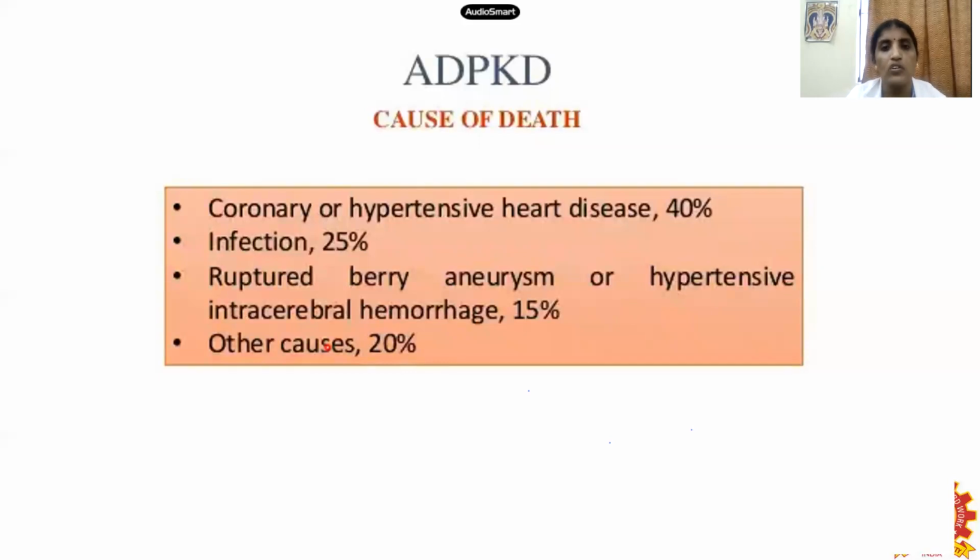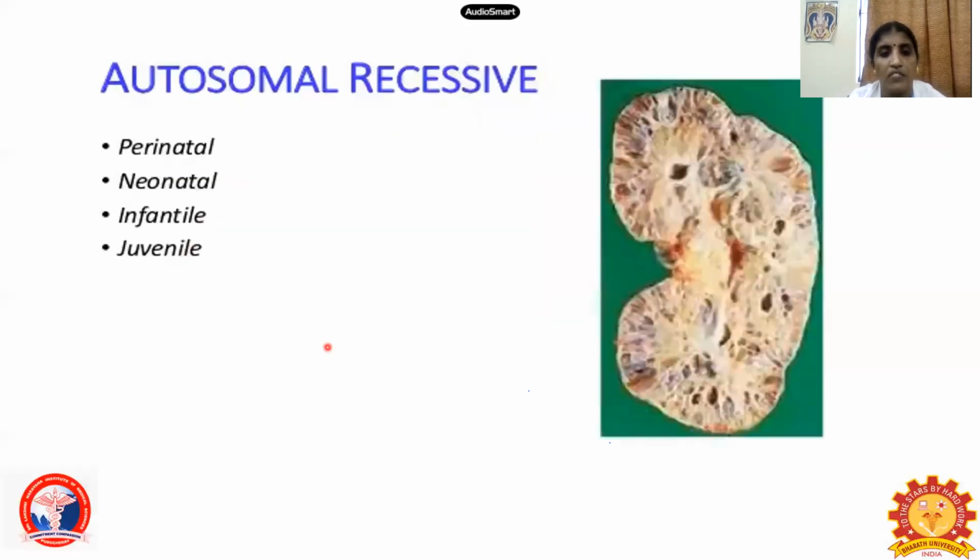So, what are the causes of death in case of adult polycystic kidney disease? Though cyst formation starts in utero, they manifest in the adult age group. So, what are the causes of death? Number one is coronary or hypertensive heart disease. Number two is infection in 25%. Number three is ruptured aneurysm. And there are some other unidentifiable causes in 20% of the cases.